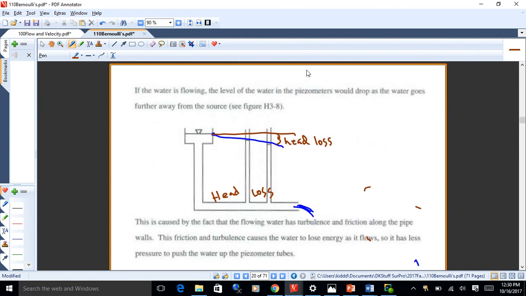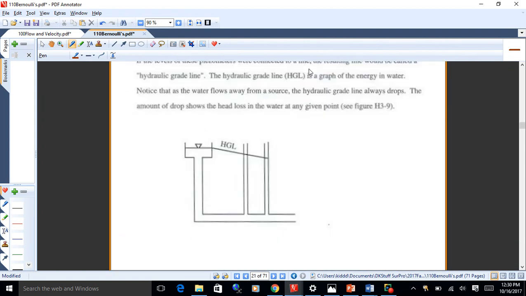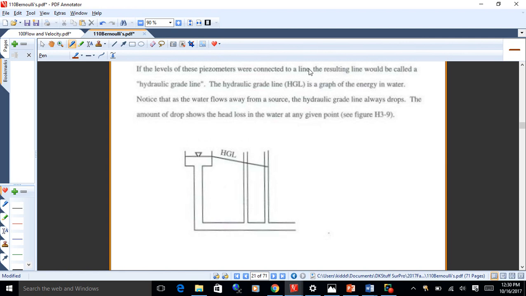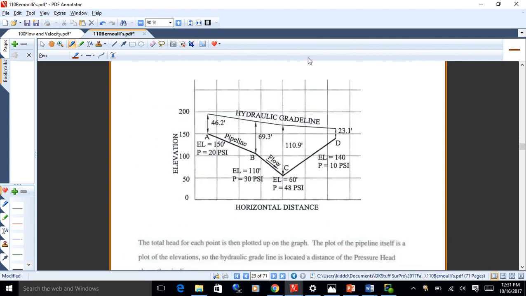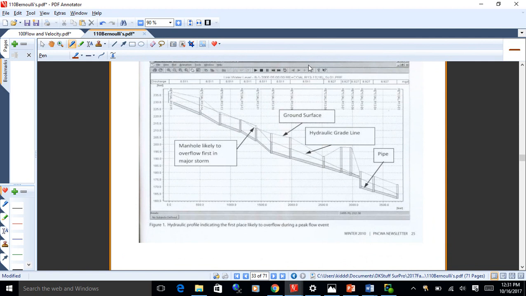Now if you use these hydraulic grade lines properly, and if you have a good idea what the worst case weather scenario might be, you could figure out what's going to happen. Because if the hydraulic grade line ends up going over the top of the manhole, the manhole is actually underneath the hydraulic grade line. If the system gets surcharged, where this side gets full, the pressure in the manhole could be enough to push the water right out of the manhole, like we just saw. Okay. So that's the use of these things.